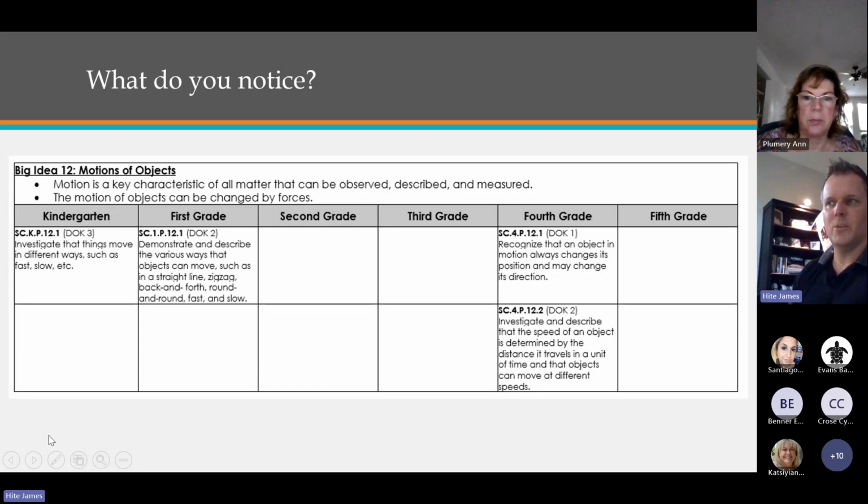Anything else anybody notices? Yeah, I can see in first grade they're just doing ways things move, straight line, zigzag. Emery has the right units on those. That's always fun. Yeah.